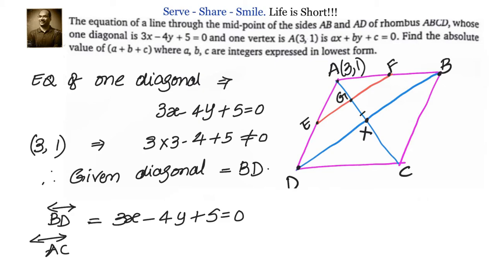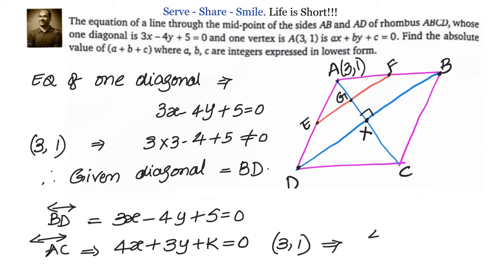Now we know the equation of diagonal BD is 3x minus 4y plus 5 equals 0. The AC equation will be, since AC and BD are perpendicular to each other, a switch of coefficients with opposite sign. So it will be 4x plus 3y plus k equals 0. And AC passes through the point (3, 1), so we can substitute to find the value of k, and we get k equals minus 15. So the equation of AC is 4x plus 3y minus 15 equals 0.